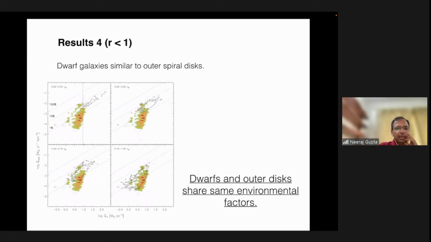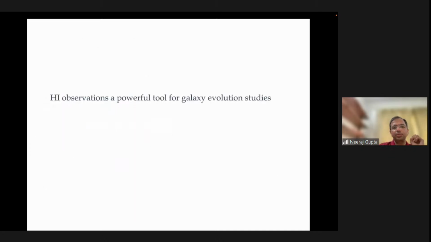So this is now the same comparison for the dwarf galaxies. These are not molecular gas dominated. Here, what one finds is that the relation between gas surface density and star formation is similar to what one finds in spiral galaxies, but in their outer regions. So the environments in the dwarfs and the outer disk probably have the same local factors which can lead to the conversion of atomic gas into stars.